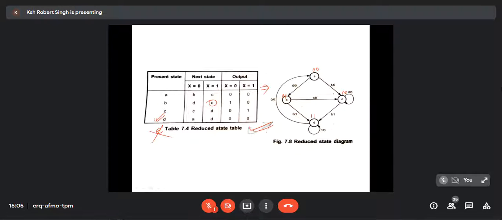And by doing so, I can use only two flip-flops to design the circuit. We don't require three flip-flops. The circuit will be simple. And now we'll see how to design.